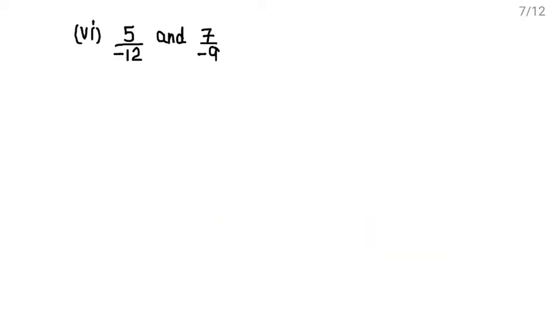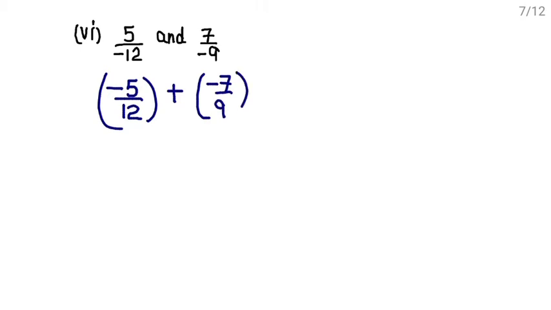Next question. Again, this 5 upon minus 12 can be written as minus 5 upon 12. Try to avoid writing minus sign in denominator. Plus 7 upon minus 9 can be written as minus 7 upon 9. Now open the bracket. Minus 5 upon 12 plus minus 7 upon 9.